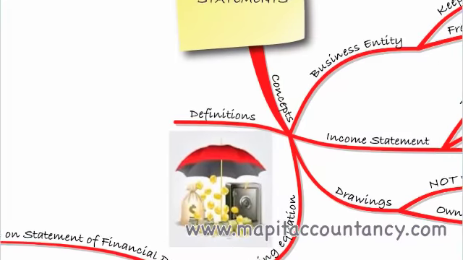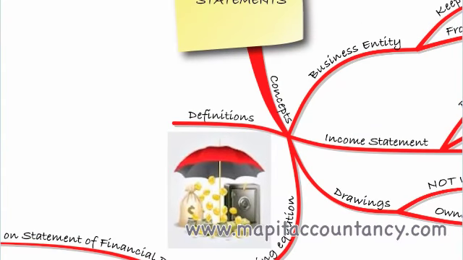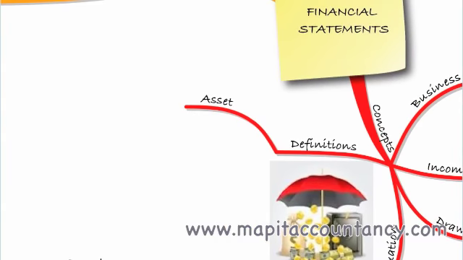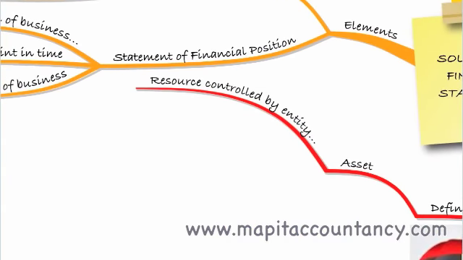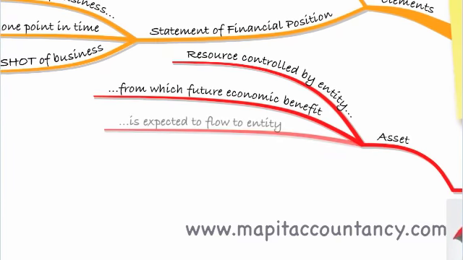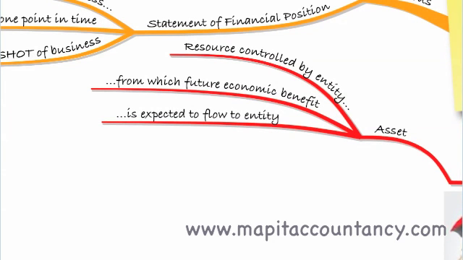Lastly, when it comes to some definitions, things that you need to be able to define in the exam, again, these are things that you need to learn. They're easy marks if you know them, but difficult marks if you don't. So simply learn these definitions. An asset is a resource controlled by the entity from which future economic benefit is expected to flow to the entity. A resource controlled by the entity from which future economic benefit is expected to flow.